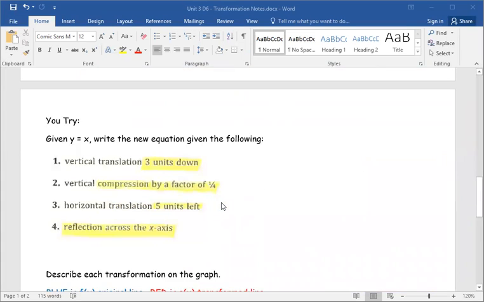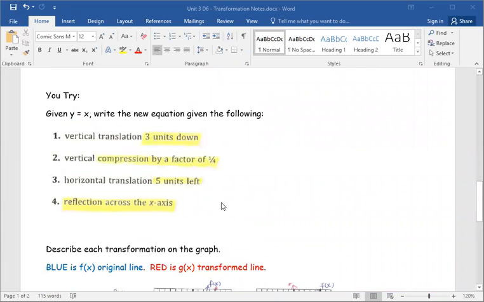So let's just talk about a few of these, and we just want to recognize what they are and maybe write down a couple of equations. So here we have y equals x. We want to write the new equation according to what it tells us. So for number one, it says vertically translated down 3 units. Okay, so this would be y equals x minus 3. I'm going down. Minus 3 hanging off the back end.